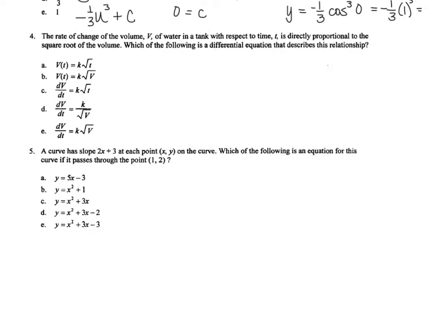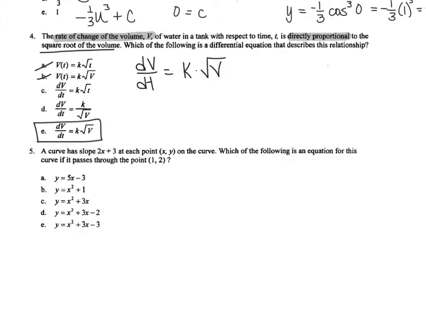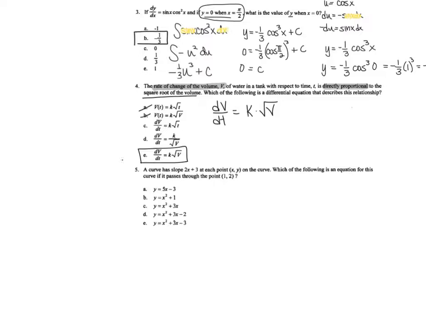Number 4, the rate of change of the volume of water in a tank with respect to time t is directly proportional to the square root of the volume. Okay, so first of all, we have rate of change of volume. That's dV/dt. So that allows us to cross off A and B. Is directly proportional to means that I have something times, so this is k times the square root of the volume, which would be letter E. We're going to add number 5 as a homework question.